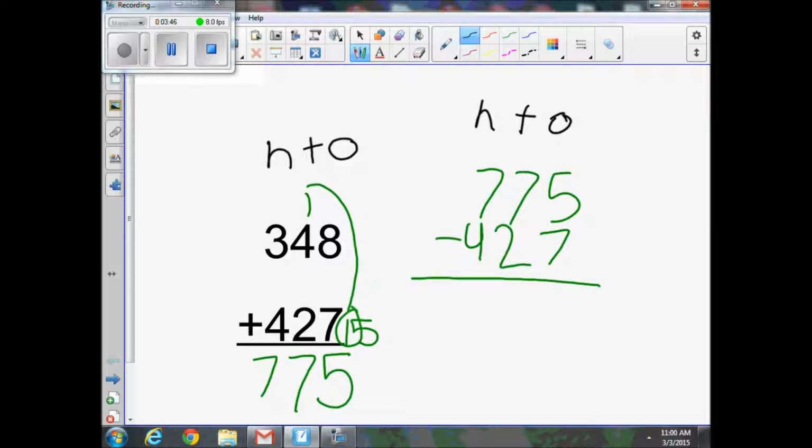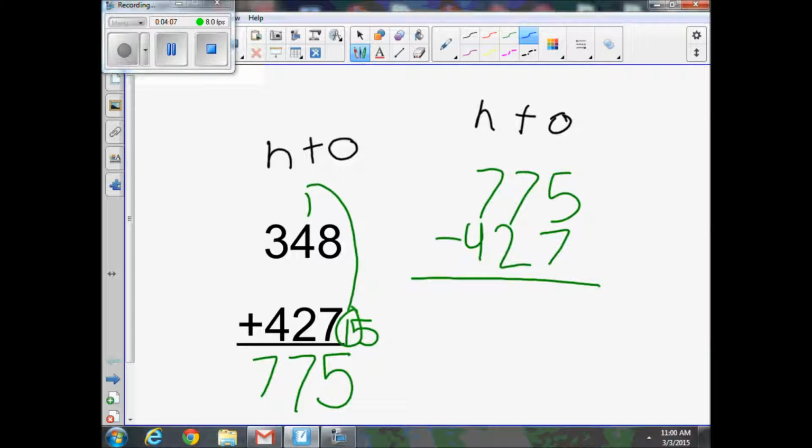That 775 is called the minuend. And we're going to subtract the subtrahend. And the minuend minus the subtrahend, we get the difference. Beautiful. Now we're trying to find the difference. And our difference should be what number? 348. Let's check it and see.